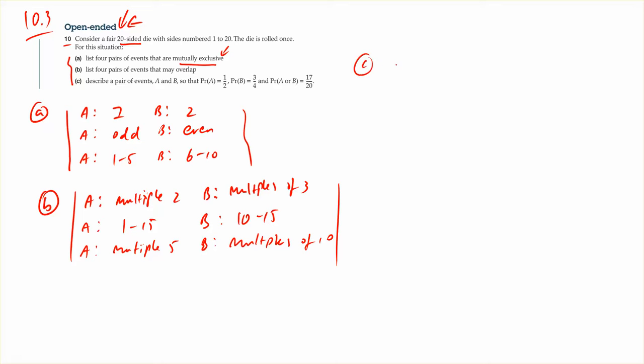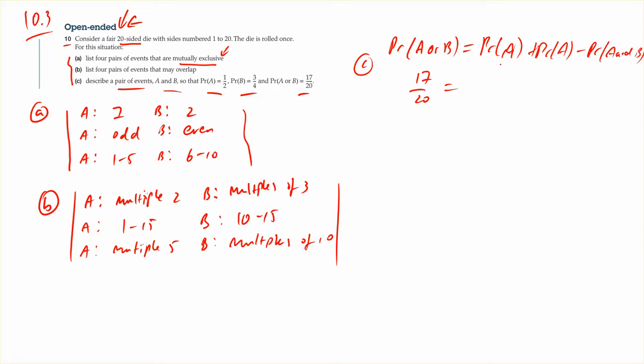Now, part C is an interesting one. Describe events A and B such that the probability of A is a half, the probability of B is 3/4, and the probability of A or B is 17 out of 20. So essentially it's not a mutually exclusive scenario here. They want you to create a scenario where the probability of A or B equals the probability of A plus the probability of B minus the probability of A and B.